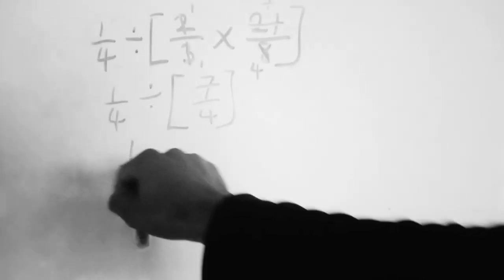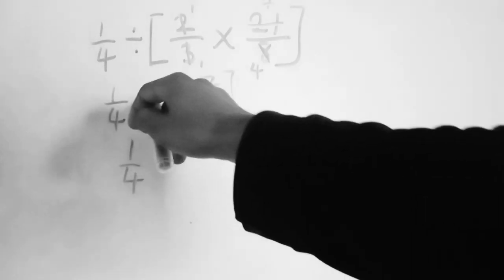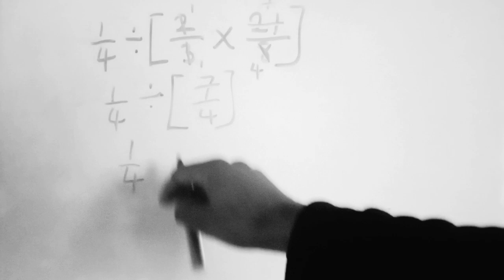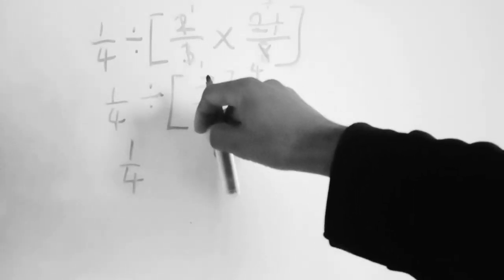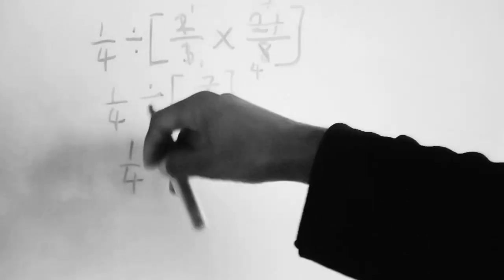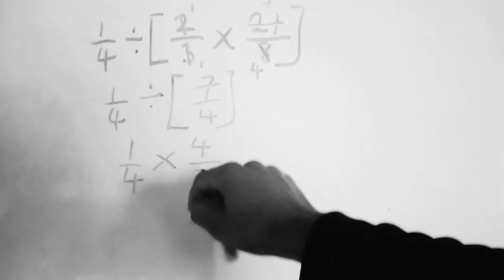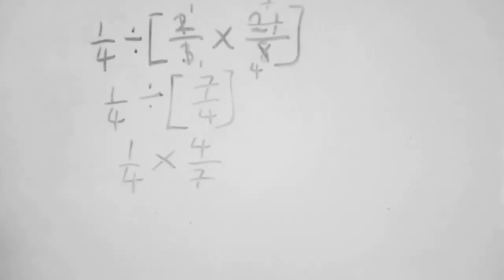And then moving on, you have 1 over 4. Now if it becomes multiplication, then you take the reciprocal of the owner. It's more like we're seeing 7 over 4 as the owner, the possessor of the division sign. So it becomes multiplication as you have 4 over 7, the reciprocal of 7 over 4.